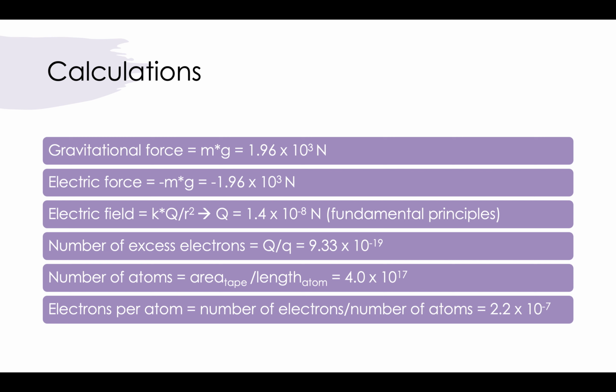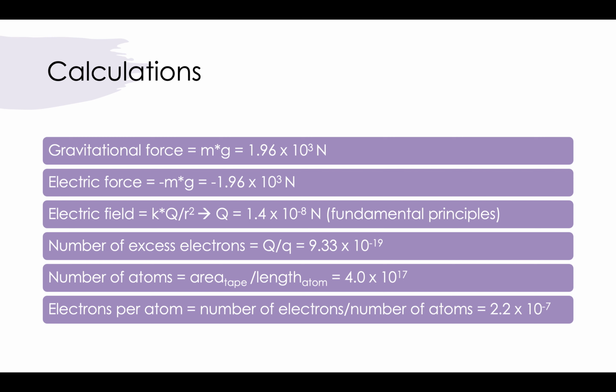The electric field was K times Q divided by R hat squared, and we found that Q is equal to 1.4 times 10 to the negative 8, and this is where the fundamental principles were applied. The number of excess electrons is equal to big Q divided by small q, so that came out to be 9.33 times 10 to the negative 19.